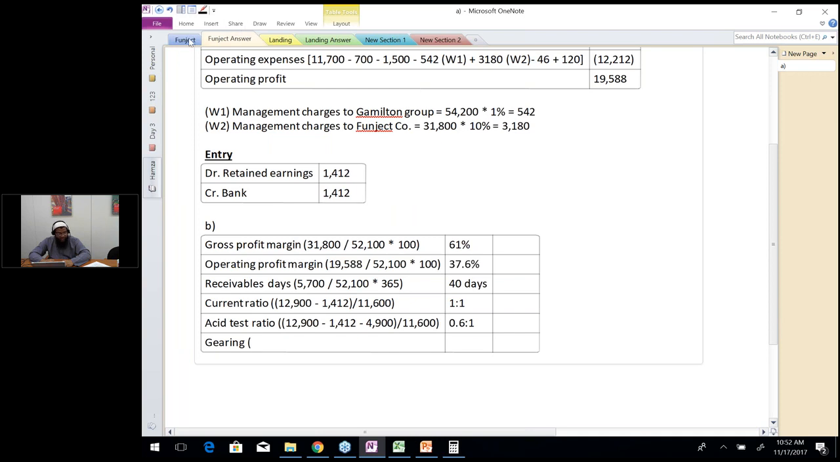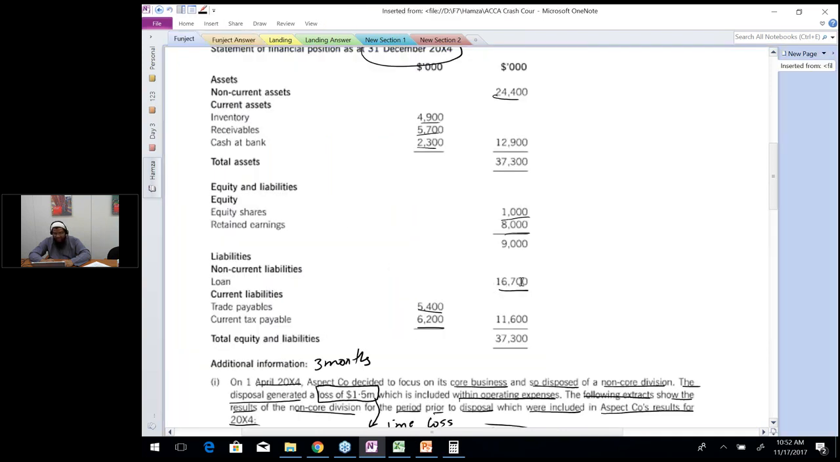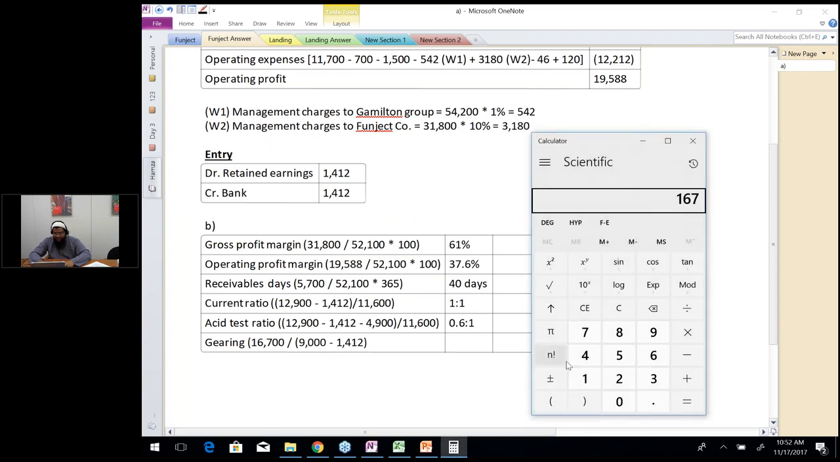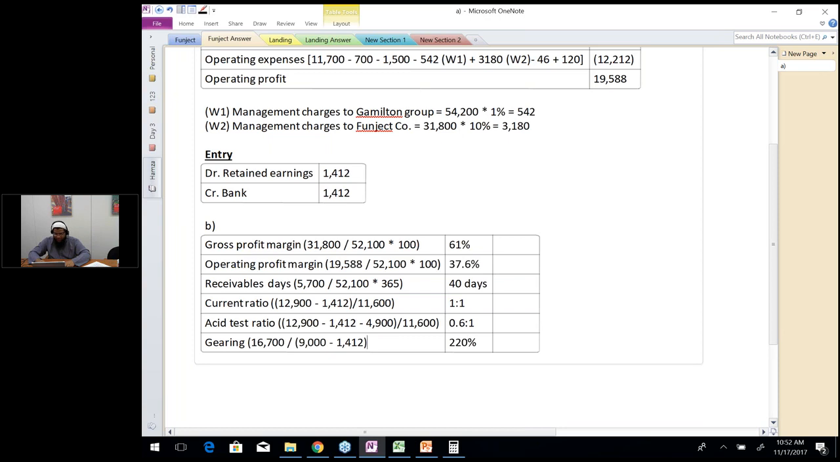So now the last ratio is gearing, which is debt divided by equity. So the amount of debt is 16,700, sorry, and the amount of equity is 9,000. So 16,700 divided by 9,000. But again, the 9,000 is before the entry. So if the profits have been reduced, the retained earnings will also get reduced. So 9,000 minus 1,412 is going to give me the amount of the equity. So I'm going to say 16,700 divided by bracket 9,000 minus 1,412, into 100. I'm going to get the gearing of 220%, because gearing is normally in percentage terms.